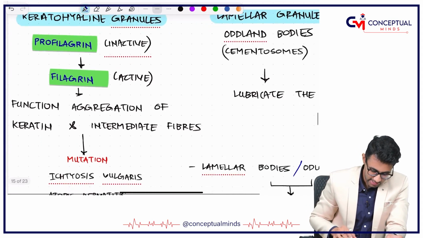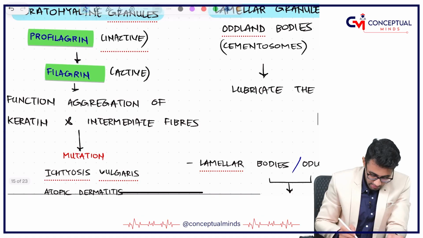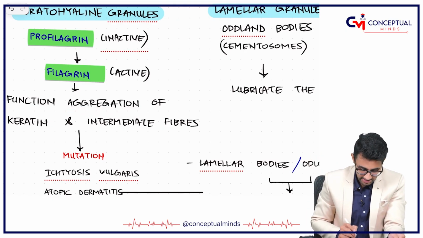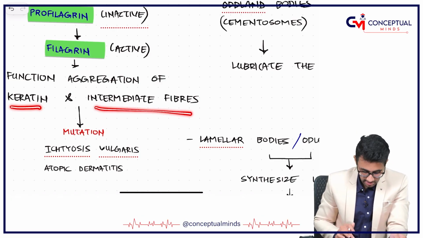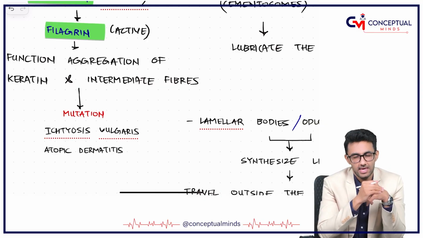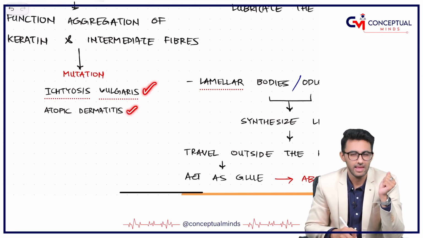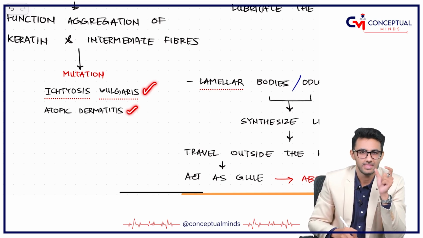So this is the active molecule. The clinical correlation here is that it aggregates everything, it helps to bind things together, aggregating keratin and intermediate filaments. If there is a mutation in this, it would lead to two medical conditions, ichthyosis vulgaris and atopic dermatitis. We will read about this extensively and see images on this as well, but not in this chapter, when these diseases come.